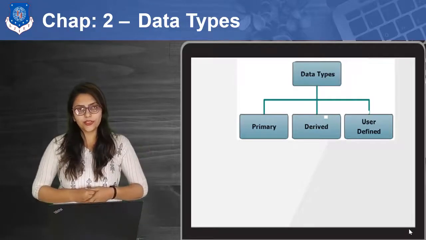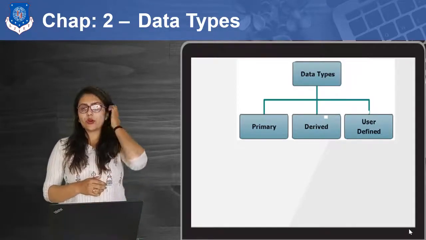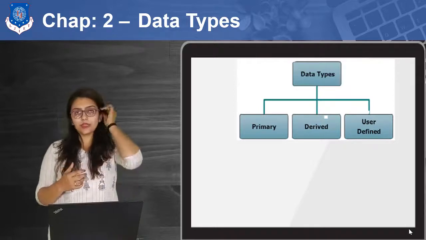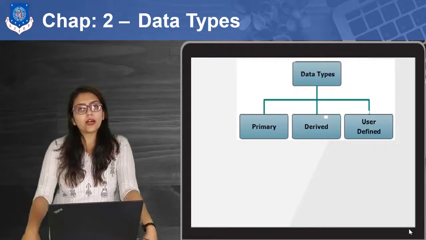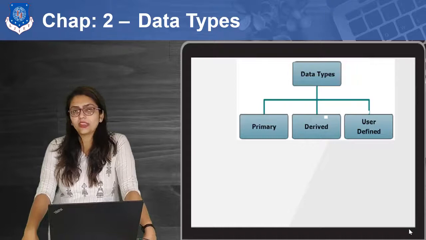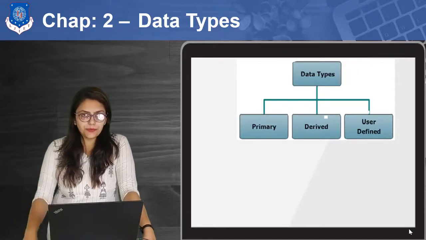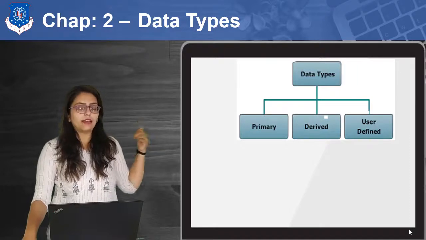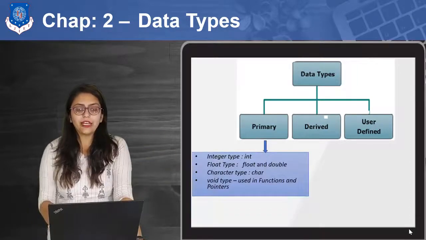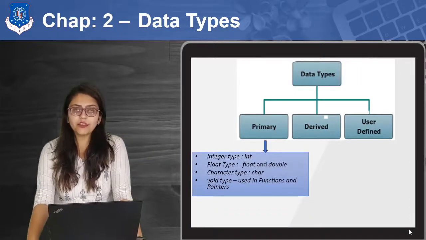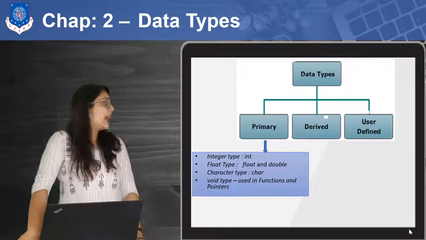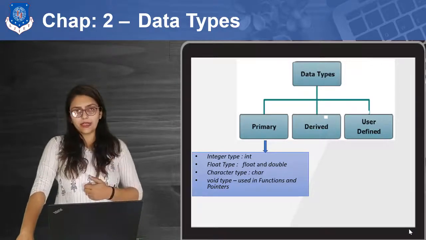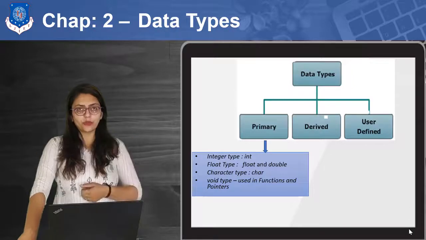Hello my dear students. So in today's class we are going to talk about the data types, basically the user defined data types. So while talking about the data types, I have told you that basically there are three types of data types. First is primary, second is derived, and third is user defined. And we have already covered the primary data type, that integer, float, character and void is kind of primary data type, and we have seen some explanation about them.